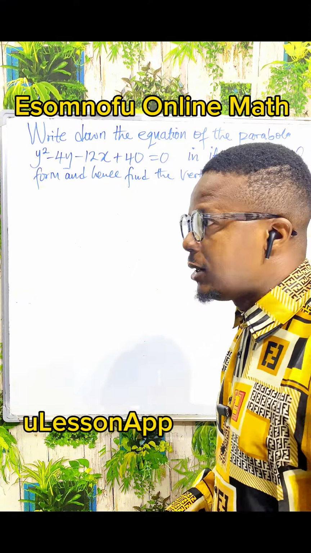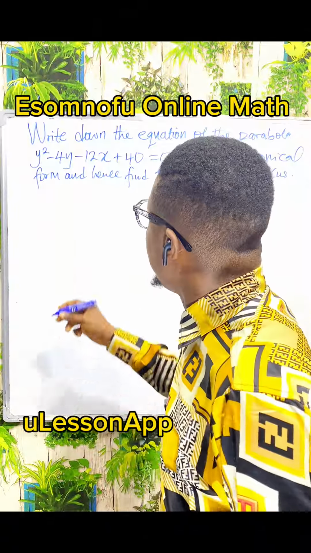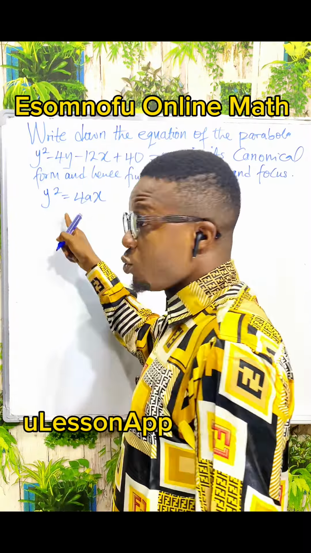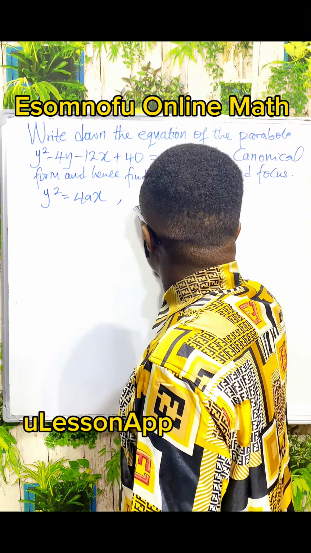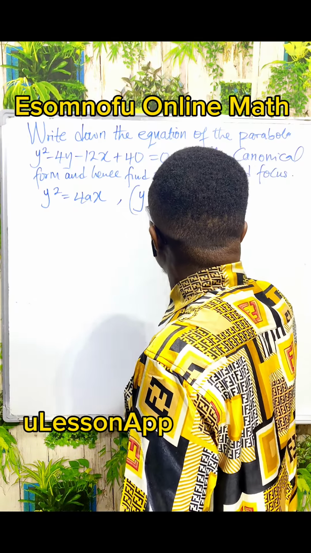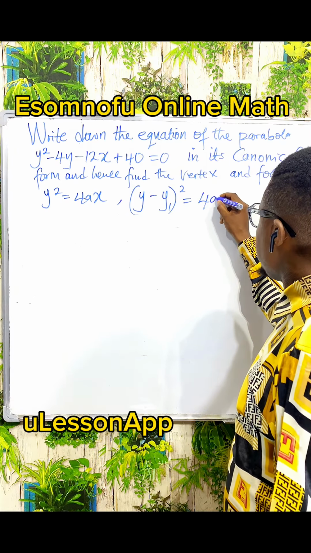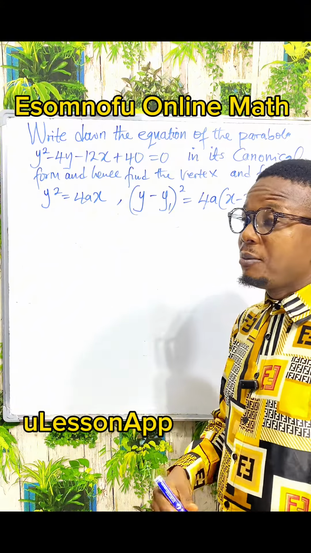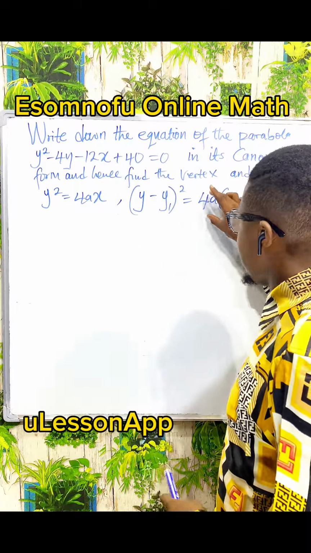Now, normally the equation of a parabola, when it's from the origin, is given by y squared is equal to 4ax. This is when it's from the origin. But when it's not from the origin, you can have it as (y minus some value y1) all squared is equal to 4a into (x minus x1). This can be the canonical form of the equation of a parabola. So we want to write this in this form.